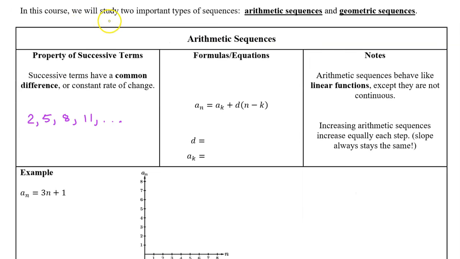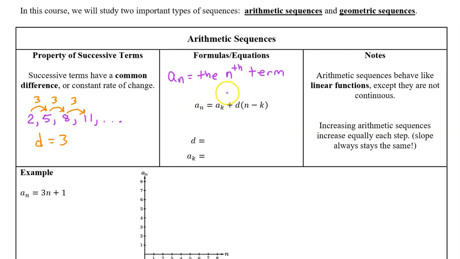In this course, we will study two important types of sequences, arithmetic and geometric. Let's start with arithmetic sequences. In arithmetic sequences, successive terms have a common difference or constant rate of change. For example, in this sequence, each successive term is increasing by 3. So 3 is the common difference, and it is denoted by the letter d.